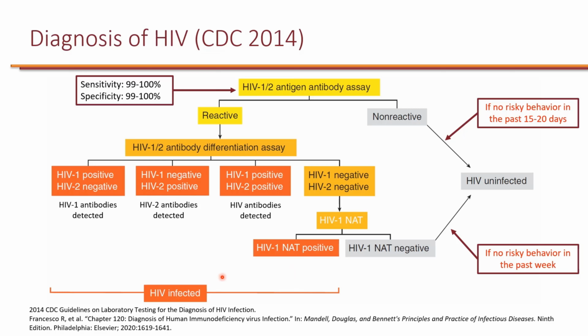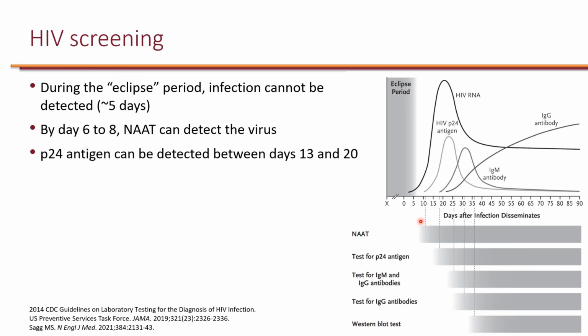The primary reason that this algorithm exists is because these antigen antibody assays are more affordable than the nucleic acid test. If you're using it for screening purposes, where the majority of patients will be non-reactive, this is a more cost-effective way of screening people. Then people who test positive will end up with more tests and possibly nucleic acid tests, which are more expensive.